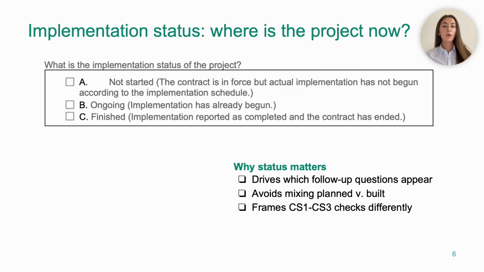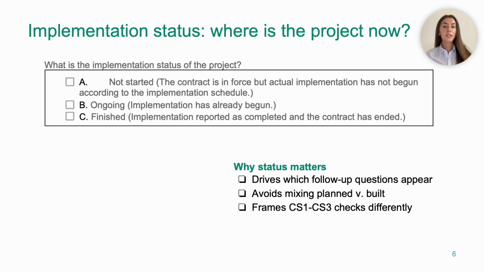Next, you'll see here that we locate the project on its timeline. So here you choose between not started, ongoing and finished. Not started when the works have not begun on the ground, ongoing when works are underway, or select finished when works are complete and formally handed over.